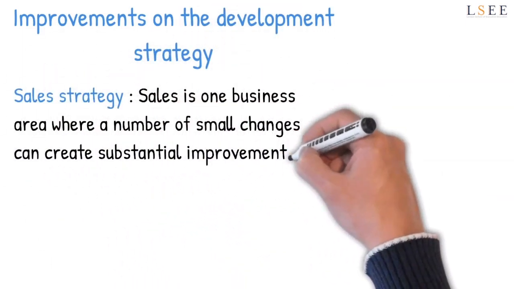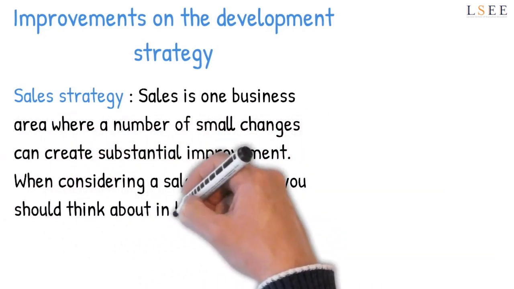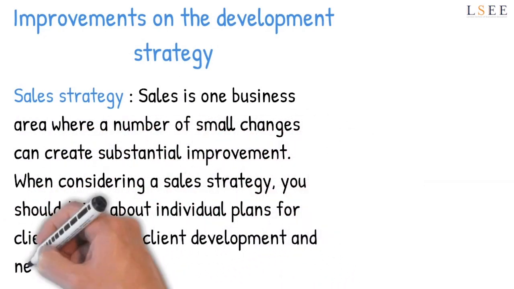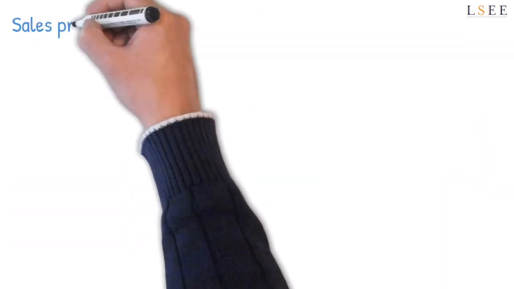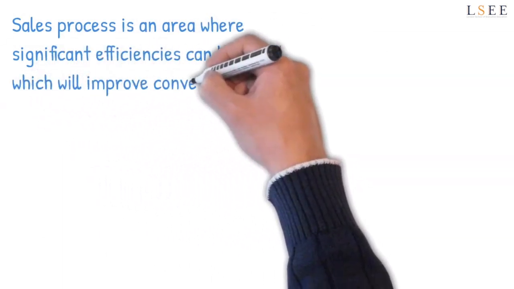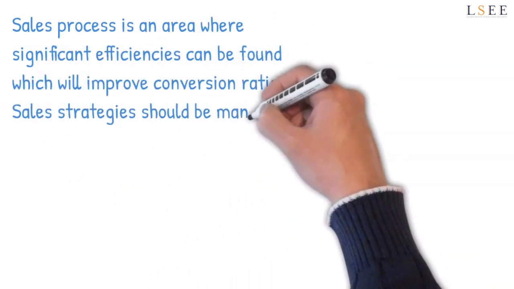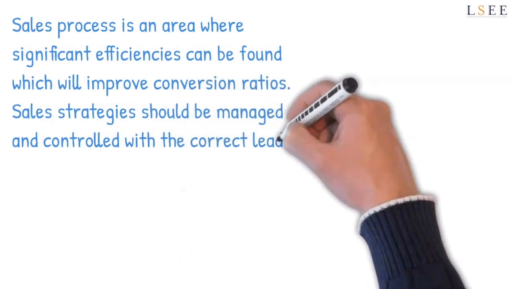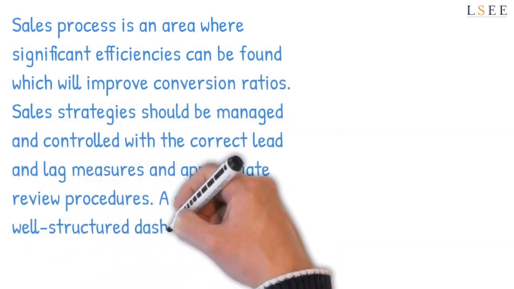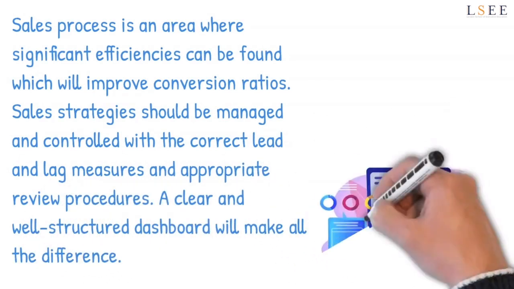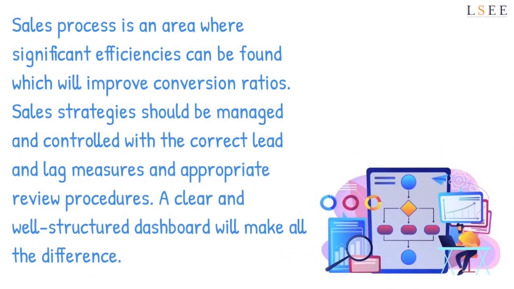When considering a sales strategy, you should think about individual plans for client retention, client development, and new client acquisition. Sales process is an area where significant efficiencies can be found which will improve conversion ratios. Sales strategies should be managed and controlled with the correct lead and lag measures and appropriate review procedures. A clear and well-structured dashboard will make all the difference.